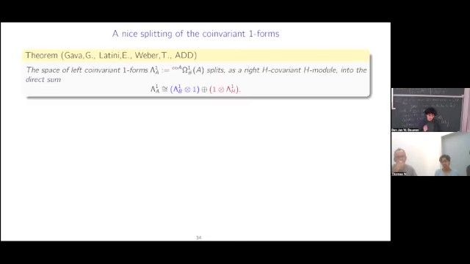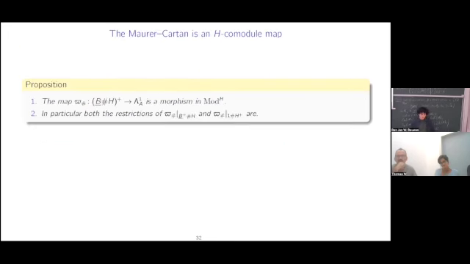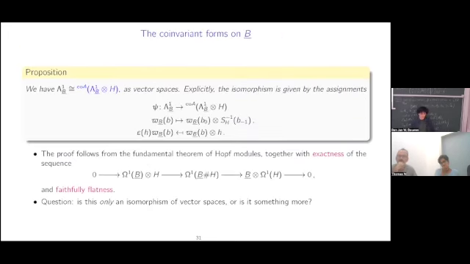And why is this important? With all of the comodular structure that we outlined before, we have that the space of left coinvariant one forms splits as a right H-covariant H-comodule into this direct sum that we have here. So in particular, we started with something that was a little bit hard to understand, right? The space that we have here. Now we actually see that this space is isomorphic, in one of the best ways possible, just to the coinvariant elements that you have at the level of the base space.